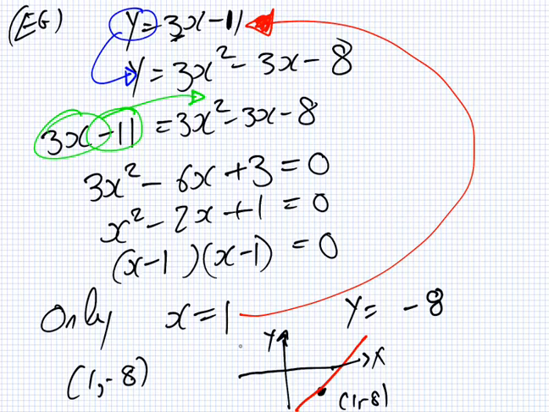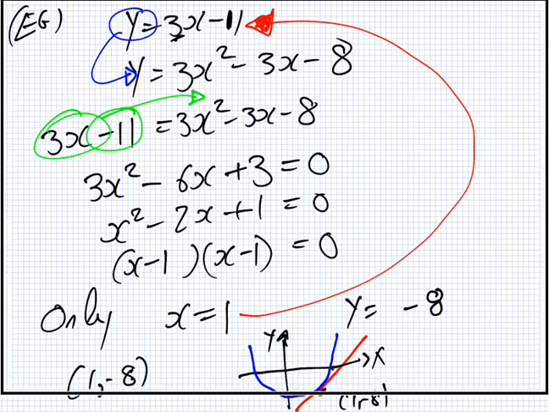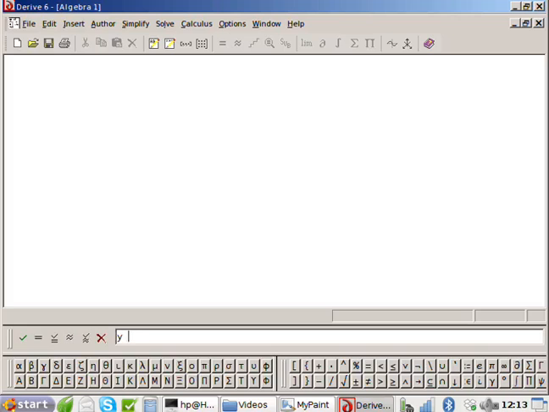So what are the factors here? It's x minus 1 and x minus 1. So in fact there's only x equals 1. I can take this value back in here and I'll get y must equal 3 minus 11 is minus 8. Yeah? So the point here is 1, minus 8.